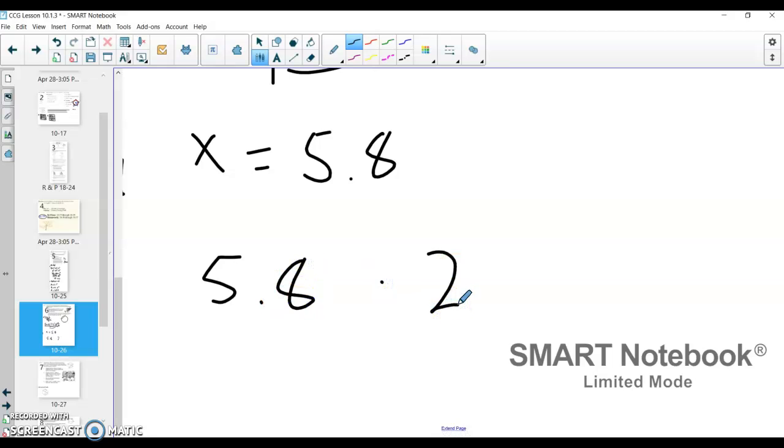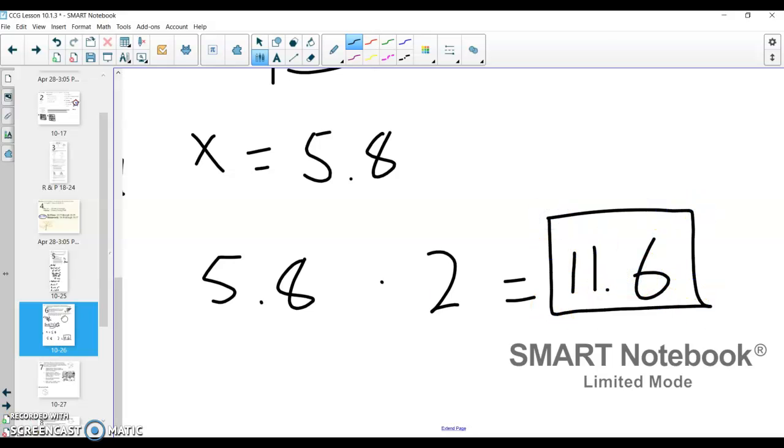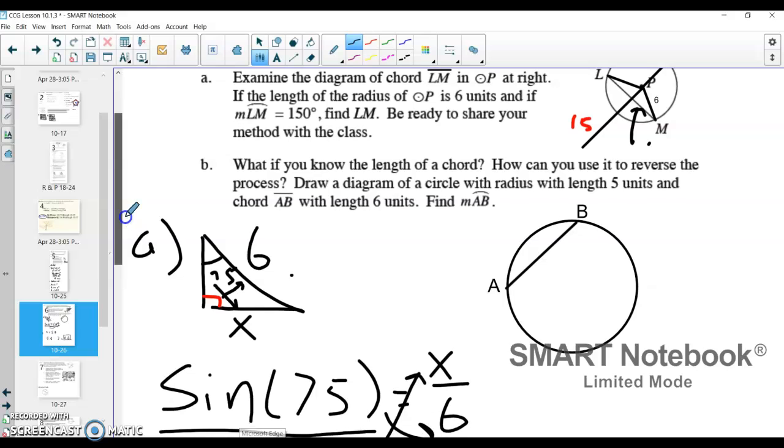And if I do that, 5.8 times 2 gives me an answer of 11.6, which is my answer for part A. That is a little confusing.